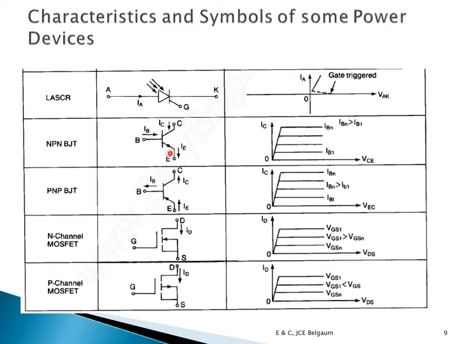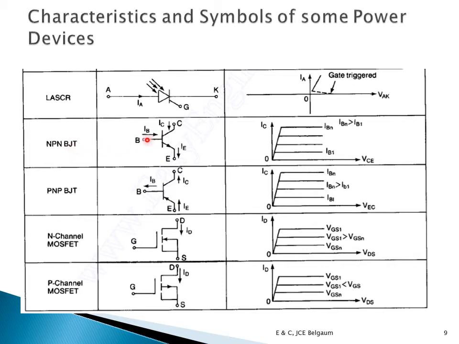So these are basically your BJTs. This is your NPN, where the arrow is shown outside, and this is your PNP. If I want to turn on, the characteristics of both are the same. This is the output characteristics, IC versus VCE, and it is a current operated device. Hence I draw these characteristics for different base currents. Now this is your PNP and this is NPN.